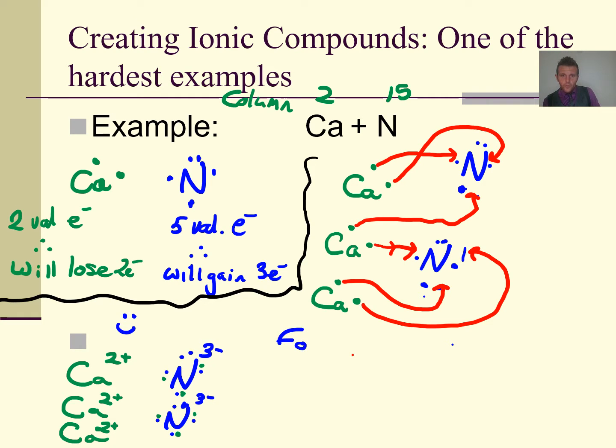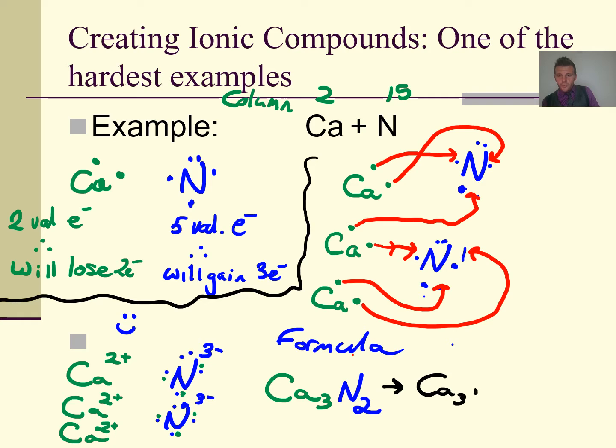Now let's do our formula. Remember, cation comes first, so my calcium is positive. So it goes Ca, and I have 3 calciums, so I'm going to put a little 3 below it. And I have a nitrogen, then there were 2 of them, so Ca3N2. I'm going to just write it in a single color now so that everything looks nice. This is one of the hardest examples, just because it keeps going on and on and on.